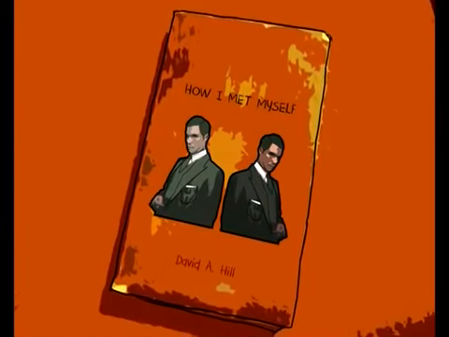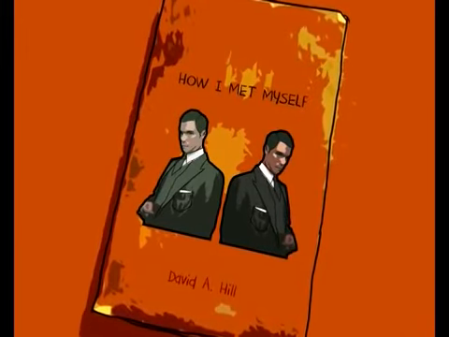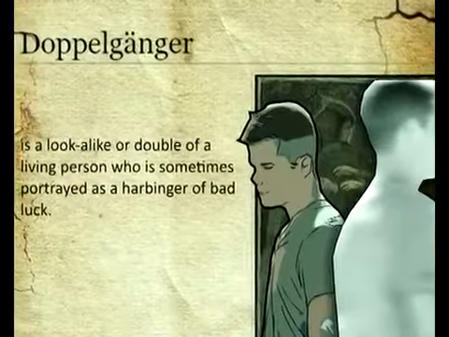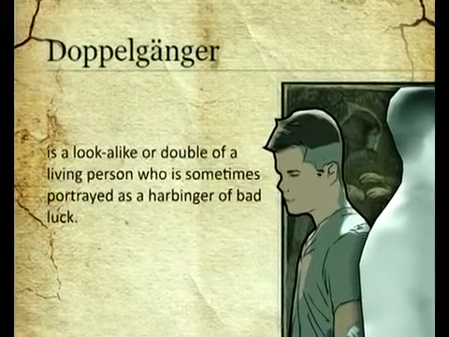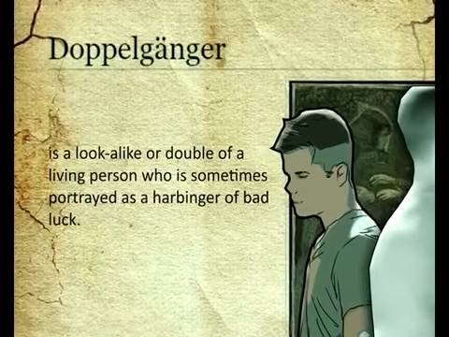The novel How I Met Myself was written by David A. Hill in 2006. It is a supernatural tale of a man's encounter with his doppelganger. Do you know what that is? Well, a doppelganger is a ghostly double of a living person who will appear in order to give a warning that something bad is going to happen. In other words, the main character in the story met a ghost who looks exactly like him.